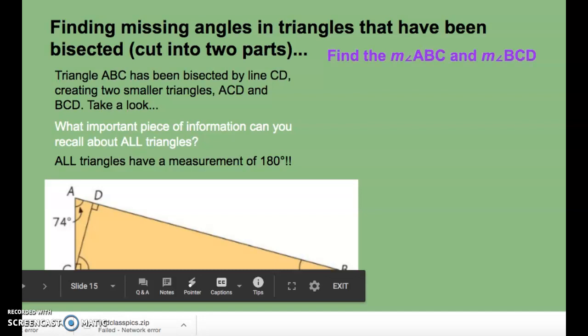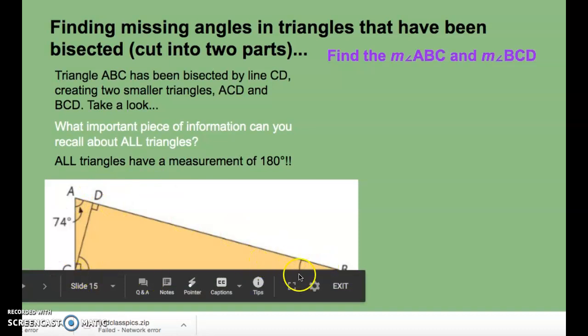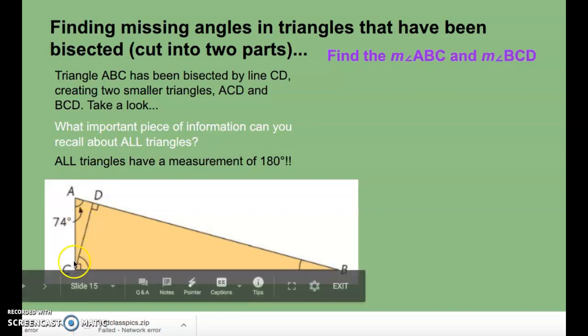Let's try to find the measure of angle ABC. ABC is this angle here. Don't forget, when we're naming an angle, this is an angle, not a triangle. ABC. That center letter B is the vertex of the angle that we're trying to name. Same with BCD. It's the angle at C that we're trying to find the measurement of. BCD, this other angle that's marked right here.